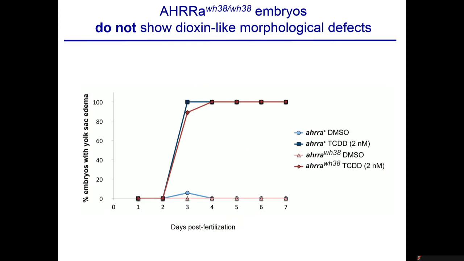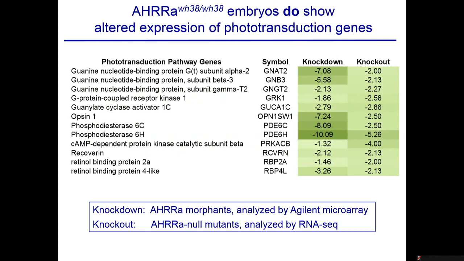Now, we were surprised to find that in these AHR repressor A mutants, they were completely viable, and there were no signs of TCDD toxicity. This is showing yolk sac edema, and the repressor mutants are down here, but yet these mutants respond normally to TCDD with the induction of toxicity. When we looked at the gene expression changes, we saw the same kinds of changes in the knockouts in the phototransduction genes as we had seen in the knockdowns.